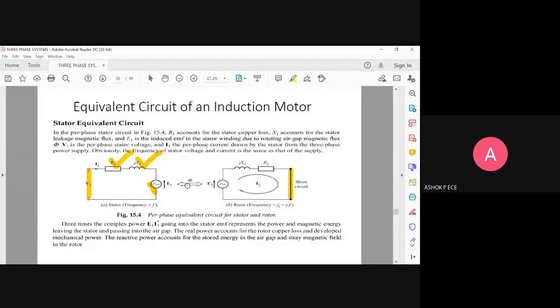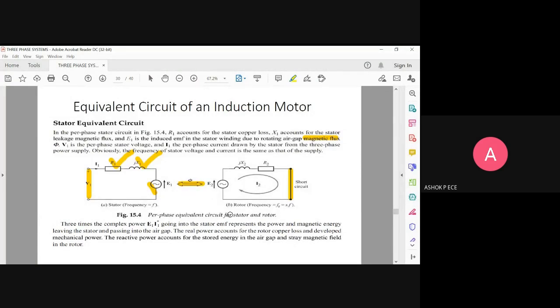rotor and stator, see here, the coupling is provided by the flux. E1 and E2 are coupled by phi. This phi is the flux due to the rotating air gap magnetic flux. Stator and rotor will have an air gap in between them, right? Through that air gap you will have coupling between the stator and rotor, and that coupling is electromagnetic coupling in the form of magnetic flux. This is just like a transformer: stator is a primary, rotor is a secondary. Primary and secondary are coupled by the magnetic flux.